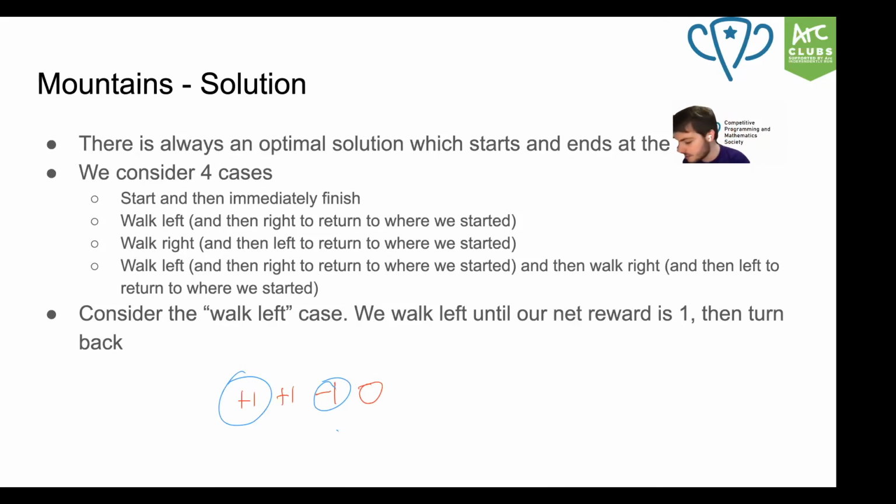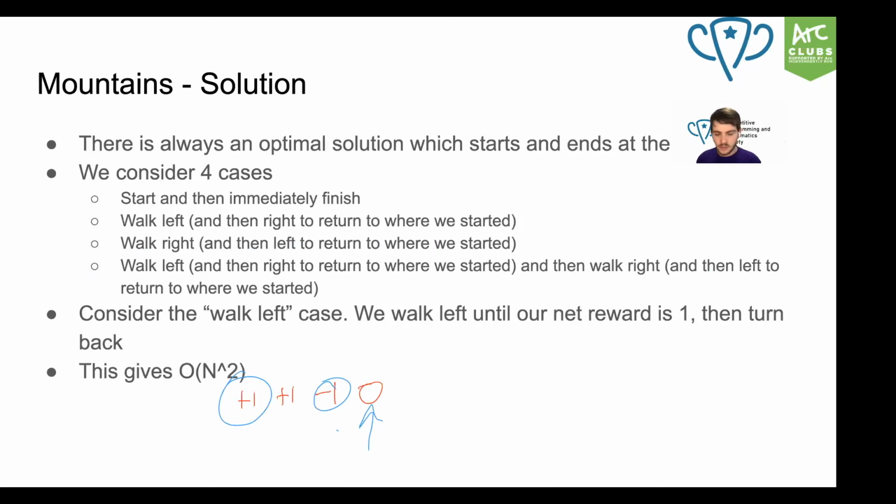Assuming we've decided where we're going to start. So we're going to try every possible starting point. Let's for now assume we've chosen one we're going to try. Then we just walk left until our reward is 1. We then turn around and come back. For the right case, it's the same thing. For this last case, ignore that for now.